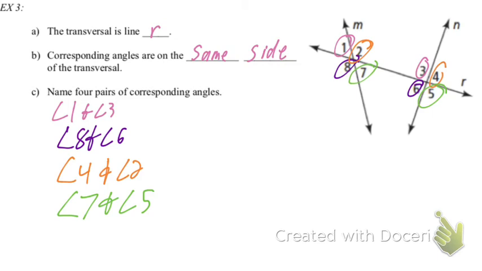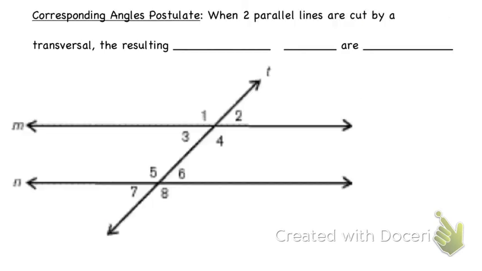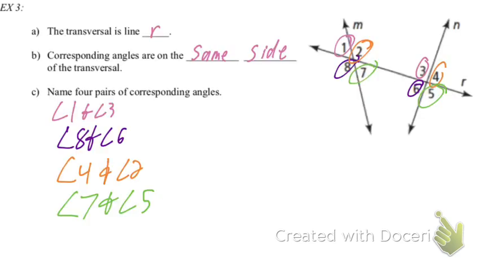Correspond means they go together, okay? So we're saying they're in the same spot at the same intersection. Questions on that? Alrighty, we have this thing called the corresponding angles postulate. I'll go back here for people to write it down.